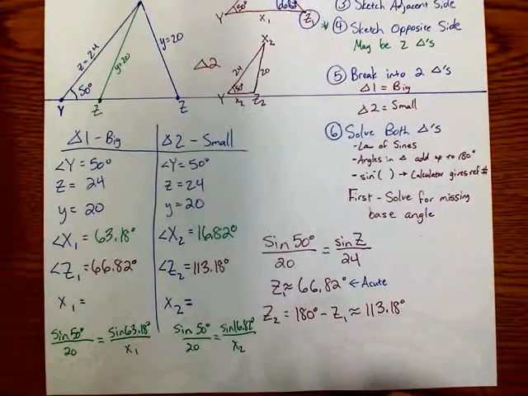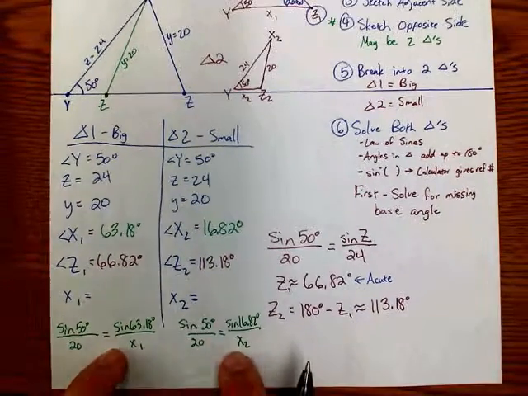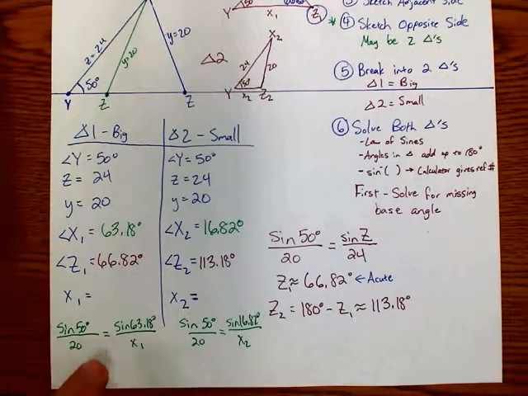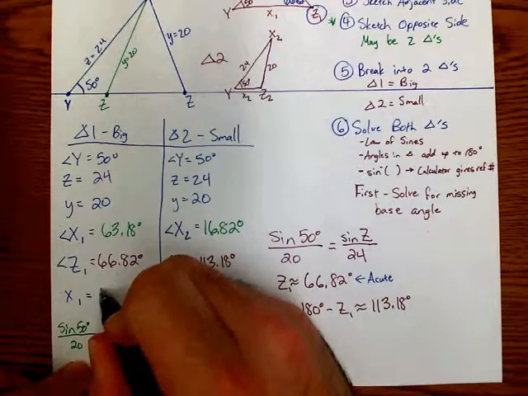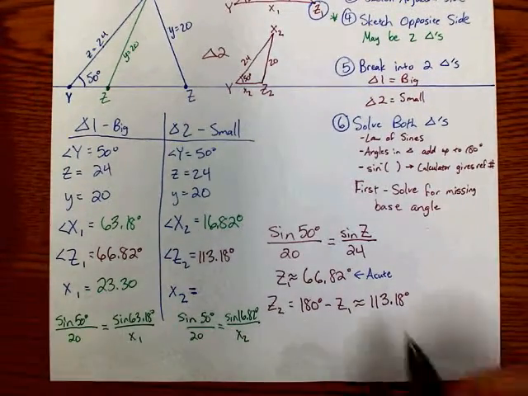Use your law of sines and the ways that you solve proportions to answer that, and we'll find that x1 is approximately 23.30. You should get something very close to that. And x2 is approximately 7.55.